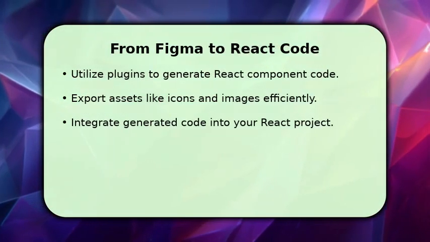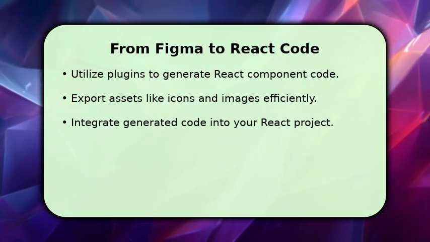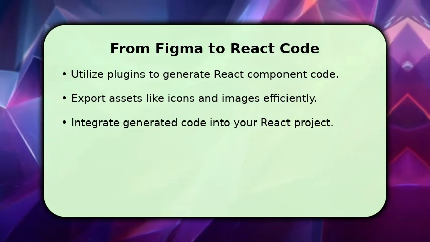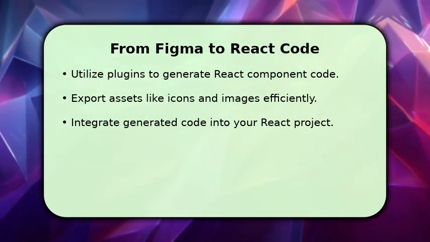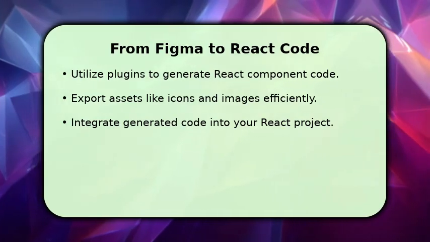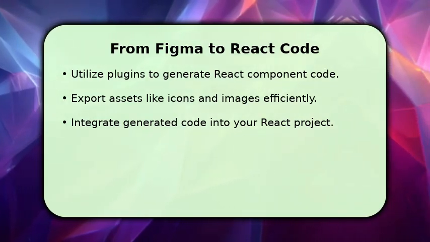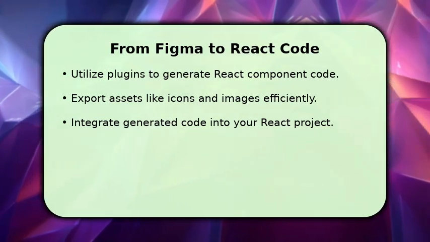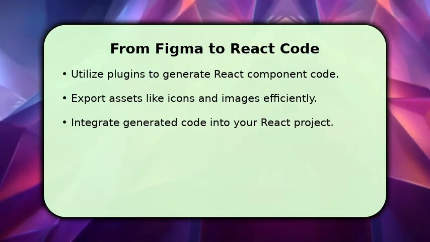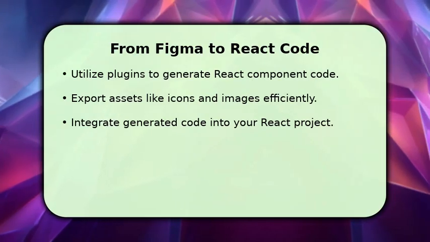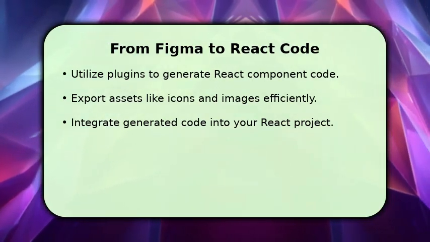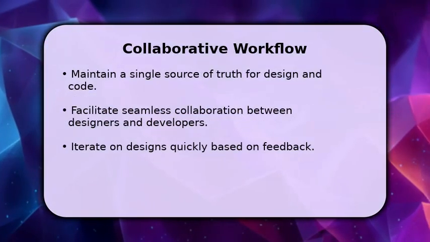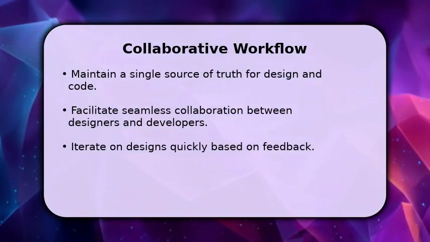Now, let's bridge the gap between design and code. Many Figma plugins can automatically generate clean, production-ready React component code directly from your designs. Additionally, export all necessary assets, such as icons and images, in optimized formats. Once generated, integrate this code into your existing React project, ensuring a smooth transition from your visual design to a functional application. Effective collaboration is key to successful projects.